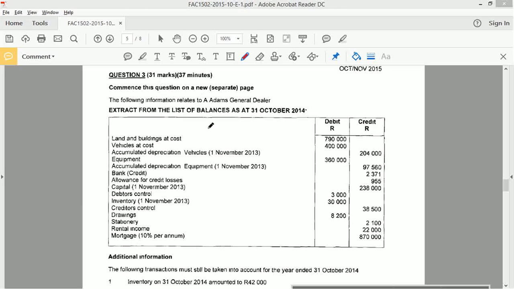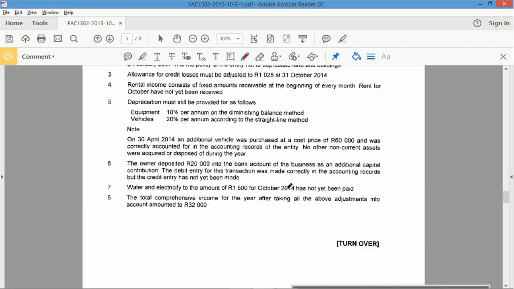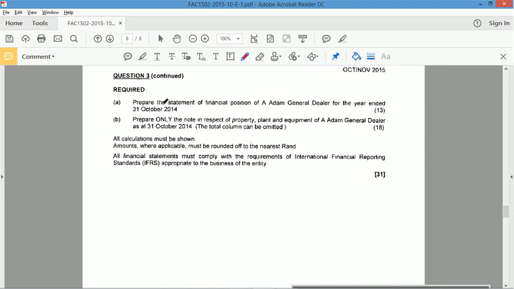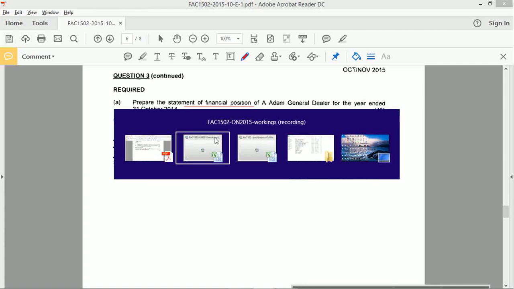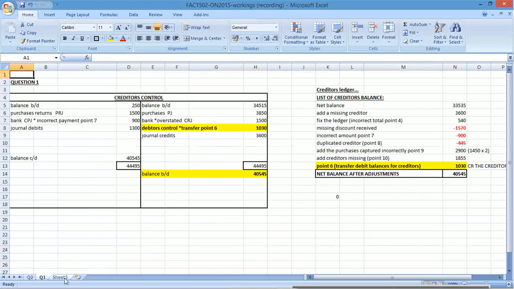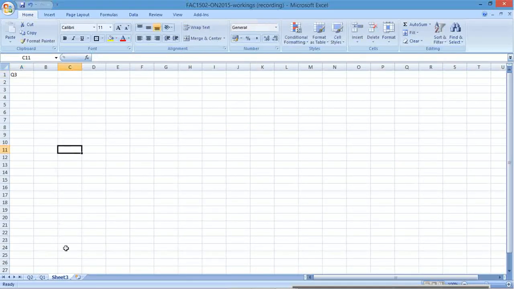Question 3, 31 marks, 37 minutes. Always, always, always start here. What do they want? Statement of financial position and prepare only the note in respect of property, plant, and equipment. That's it. They only want the note. Total column can be omitted. So prepare the statement of financial position. It's actually very similar to the other question we saw.